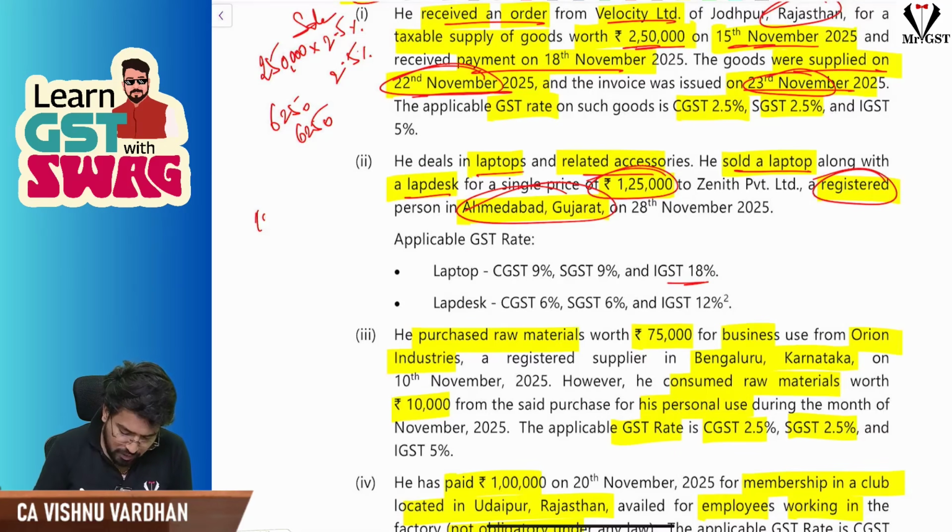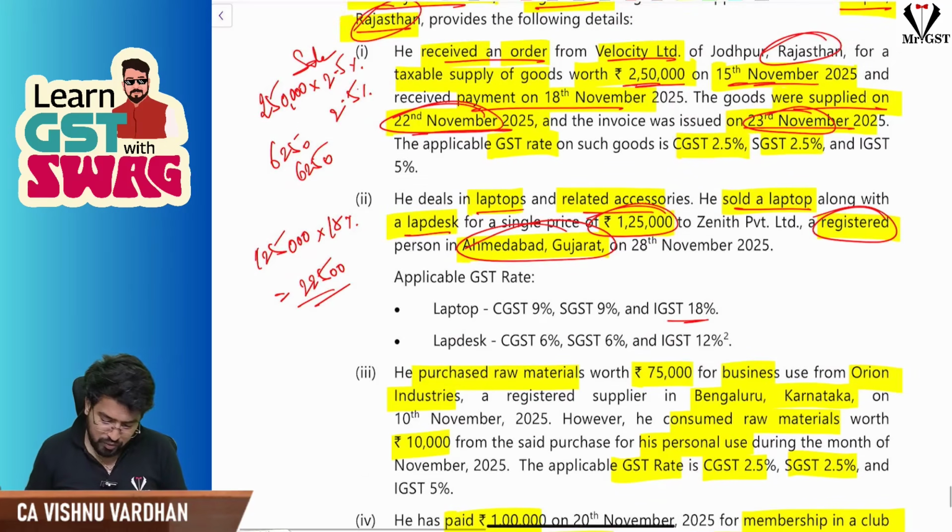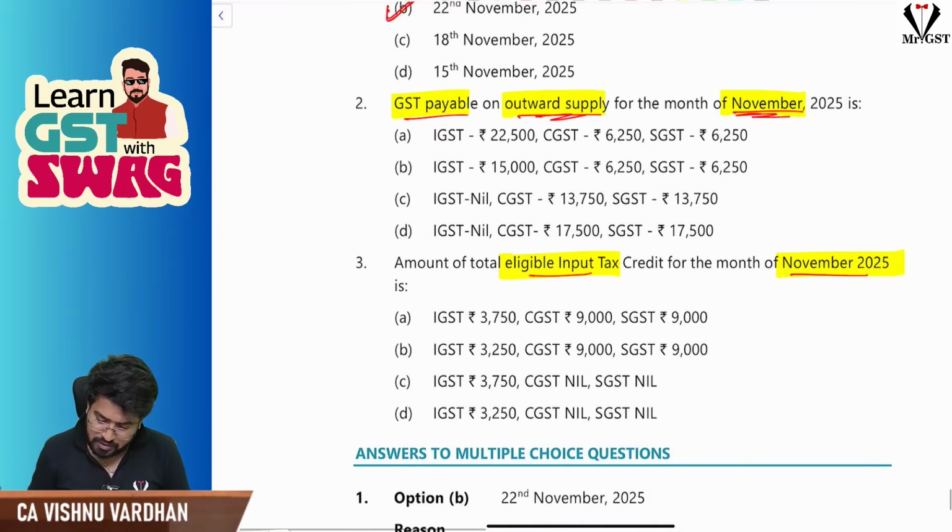So on 1,25,000 you will get 18% IGST. So 1,25,000 into 18%, if you see, 22,500 will be the output tax. So if you see, the answer is output tax, the outward supply GST payable, 22,500 option for IGST.